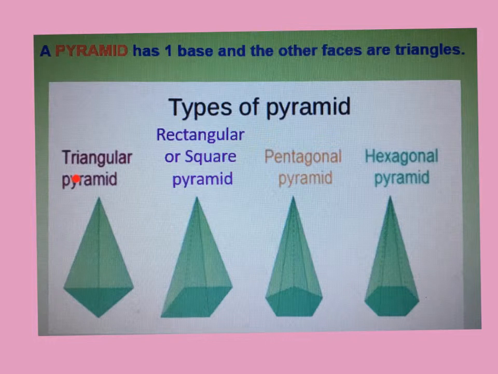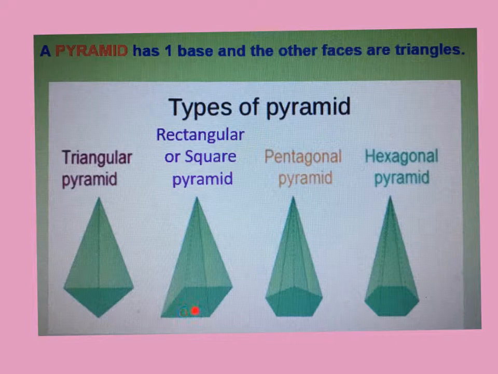The pyramid's name is determined by which shape the base is. This is a triangular base, so it's called a triangular pyramid. It has a triangle for the base and then 3 triangles for the faces around the base that come to a point. The next one is a rectangular or square pyramid. So you might have a square on the bottom where all the sides are the same size, and then 4 triangles that come up to a point.